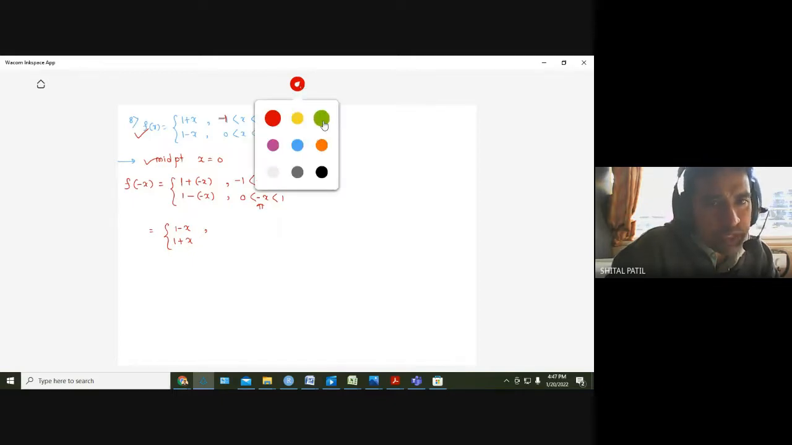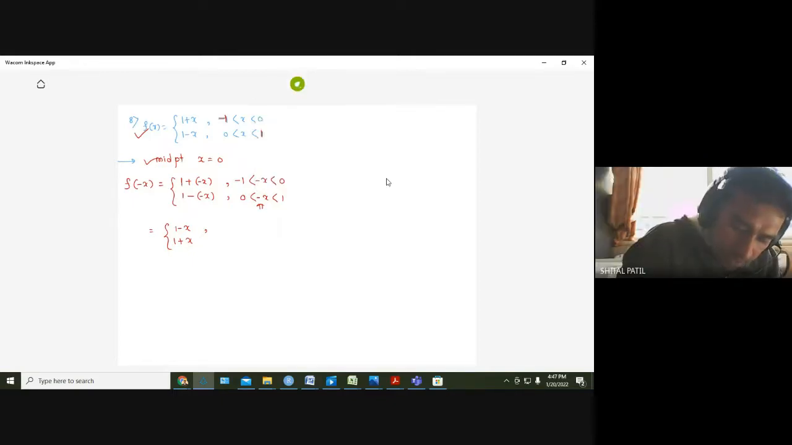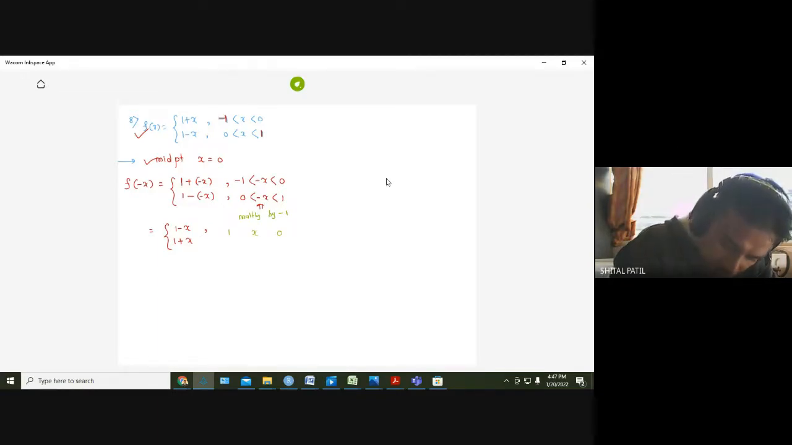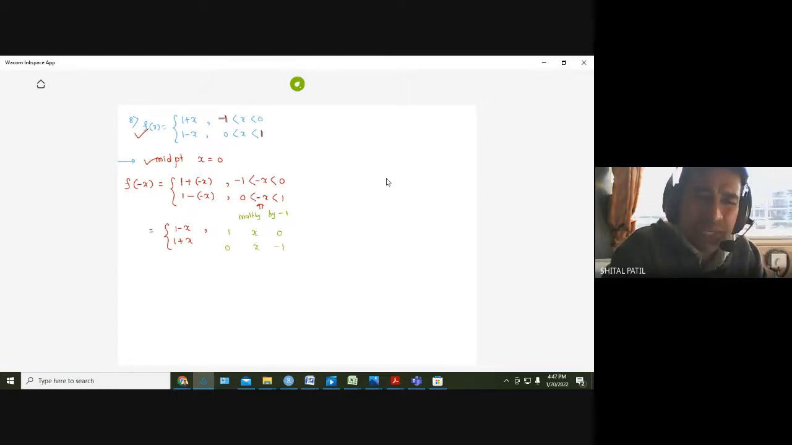Therefore, what I am doing now? I multiply by minus 1. So this will become 1 x 0, whereas the next will become 0 x and minus 1. Whether I write minus 0 or plus 0 doesn't matter.